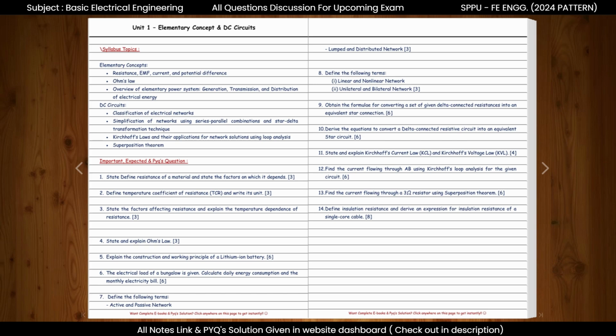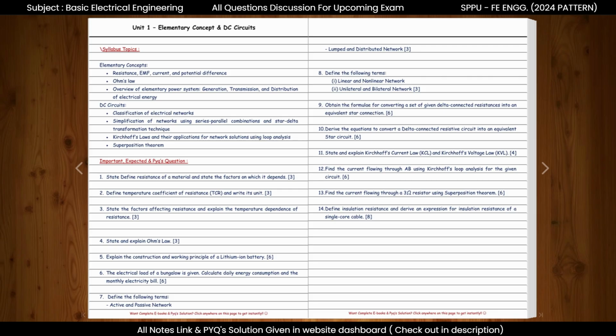Hello students. Today we are going to cover some of the most important and expected questions from Unit 1, Elementary Concept and DC Circuits. These questions often come in your exams, so let's keep our focus sharp and understand them in a simple way. First, let's talk about the resistance of a material.